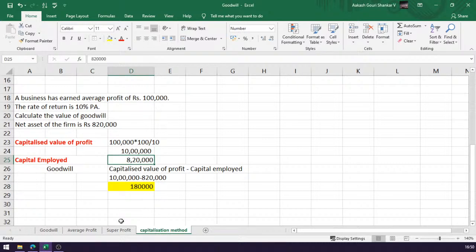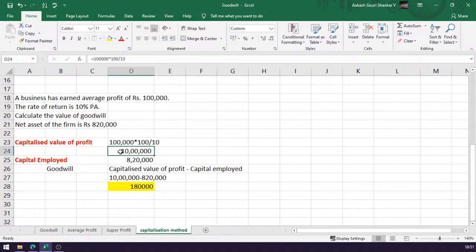But what is the profit that we have made? We have made a profit of 1 lakh. As the base is not the same, with a profit of 1 lakh and capital employed of 8 lakh 20,000, we are not able to make any comparison between the profit earned and the capital employed. So what we are doing is capitalizing the profit. What would be the capital needed in order to earn a profit of rupees 1 lakh?